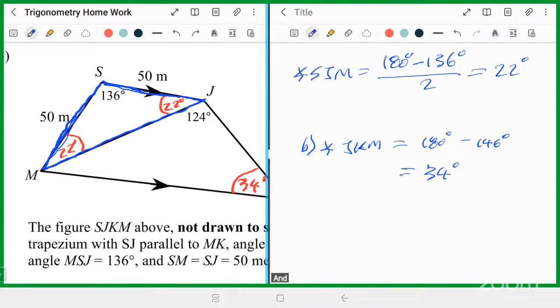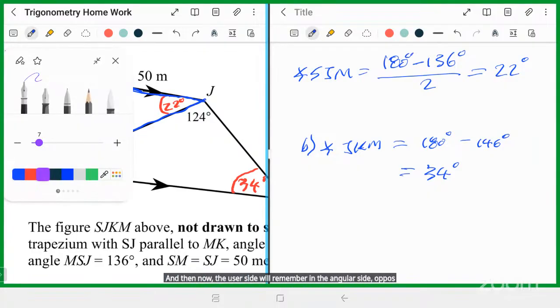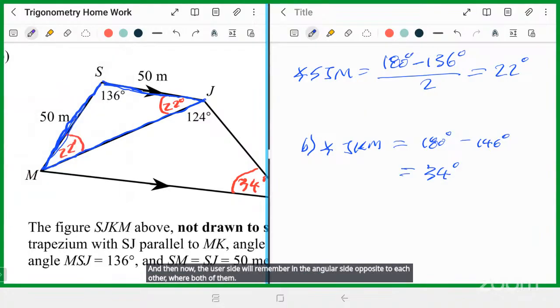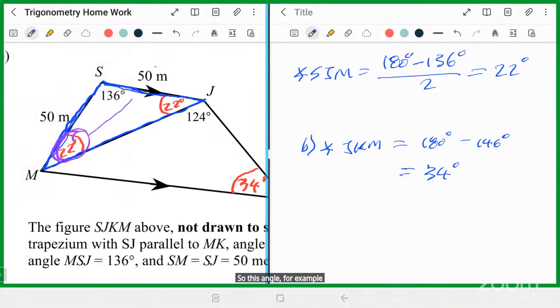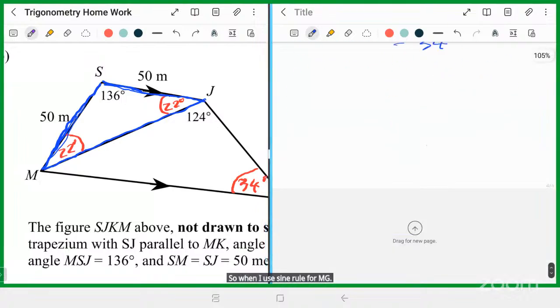Now, to use the sine rule, remember you need an angle and a side opposite each other, where you know both of them. So this angle, for example, is opposite to this side, and we know both of them. And so we can use the sine rule. We're going to use this pair that we have across each other with this pair in the sine rule, and it will work itself out. So we're going to use the sine rule for MG. Let's go down here.